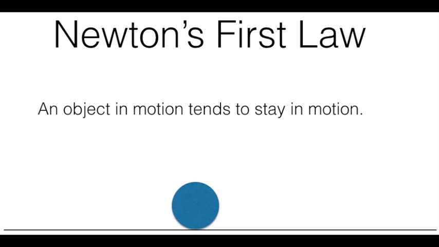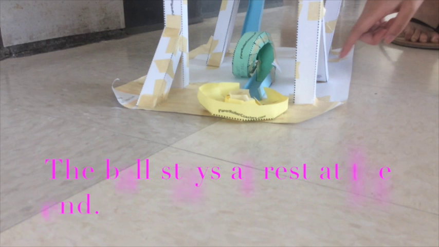So Newton's first law was: an object in motion tends to stay in motion, and an object at rest tends to stay at rest unless acted on by an unbalanced force. Now, a place where this may show up would be in your roller coaster at the end. You can see at the end of the roller coaster, the ball comes to a stop, since all the forces on the ball are balanced, so there's no actual motion happening.